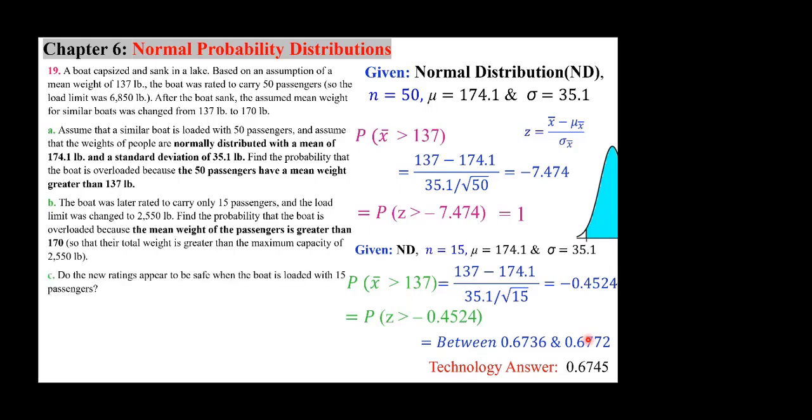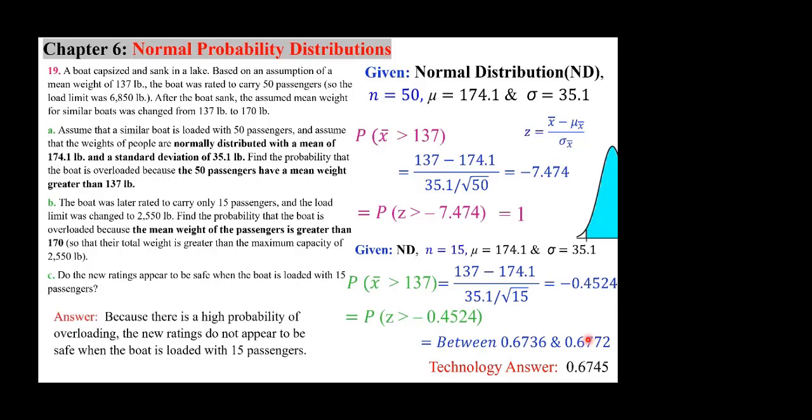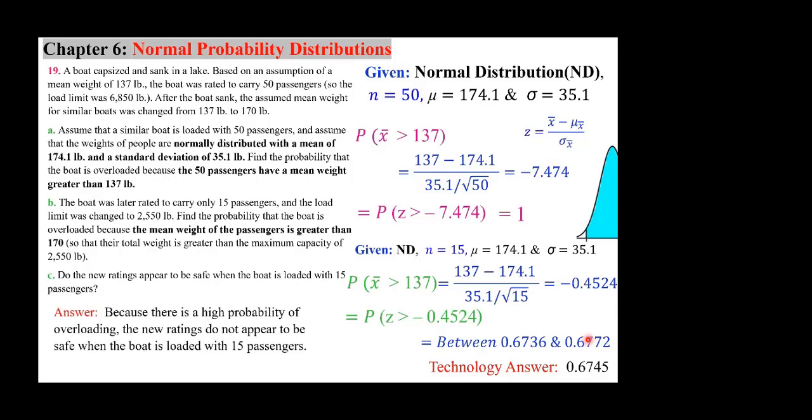Do the new ratings appear to be safe when the boat is loaded with 15 passengers? Obviously not, simply because this is fairly high, 67.45%. The point being, we are looking at the concept known as quality control, and things have to be checked on a normal basis, especially when it comes to human lives.